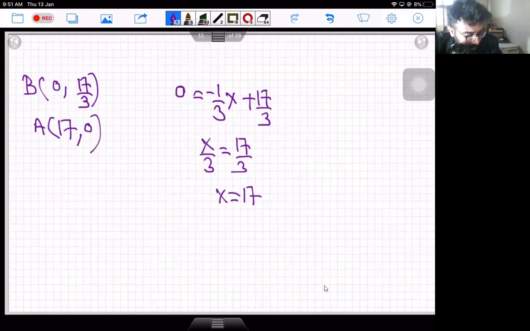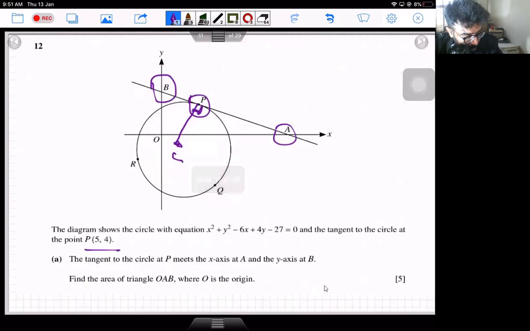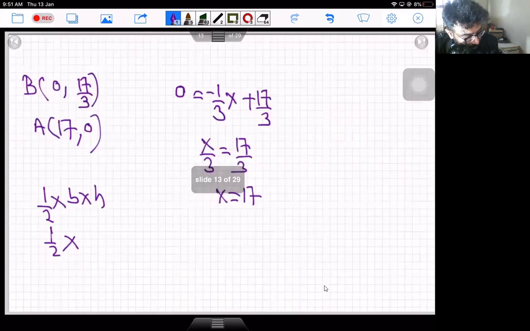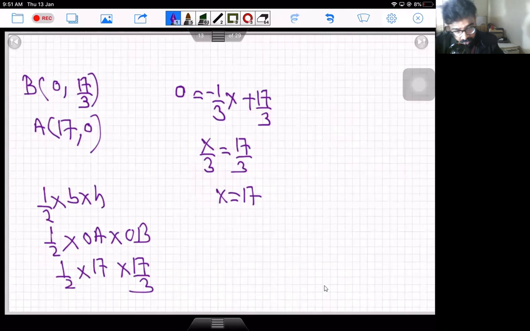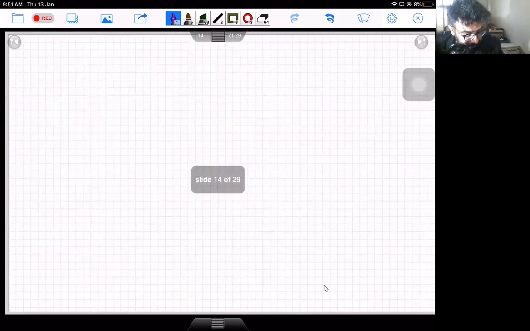So area of the triangle OAB is half into base into height. So the base is OA, the height is OB. So half into 17 over 3, so 17 multiplied by 17 divided by 6. This is 289 over 6 units square. This is your answer to part A. And this working is worth 5 marks. Now let's move on to part B.